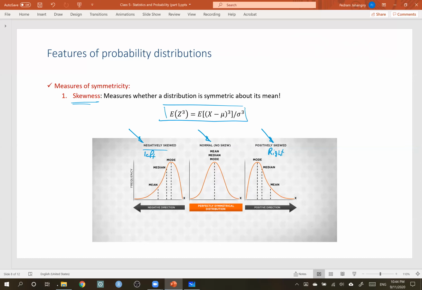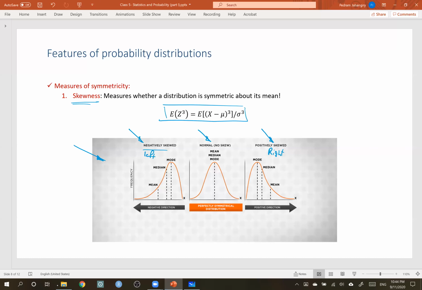And this is what I want you to remember because this is important, especially in econometrics. Sometimes our independent variable or dependent variable are not normally distributed. And especially if the dependent variable is not normally distributed, it brings some problems to the table. We have to discuss those problems. We have to make assumptions, etc. So it is important for us to realize whether our random variable is skewed or not.